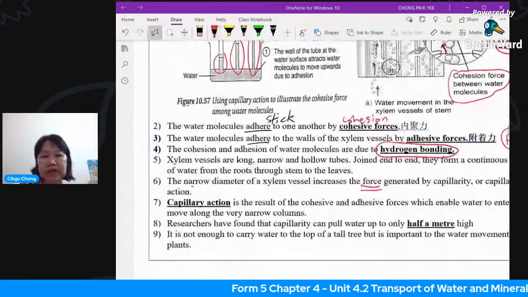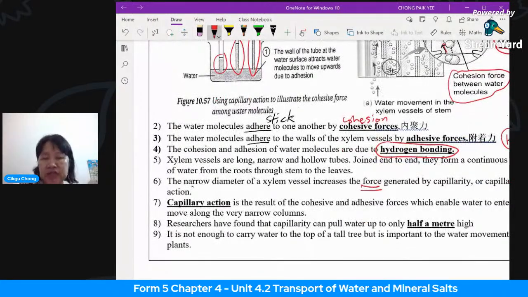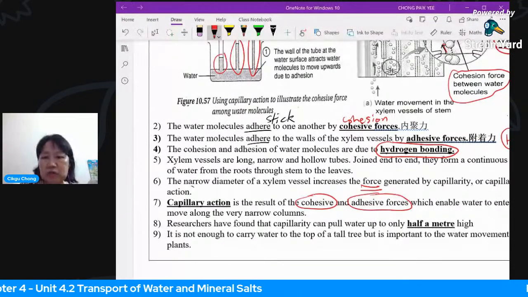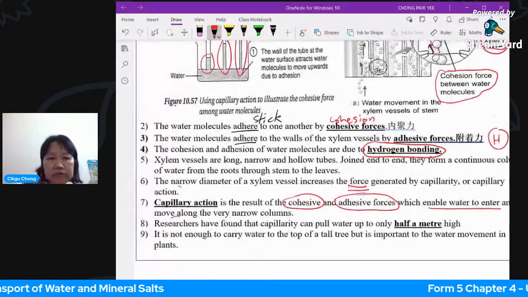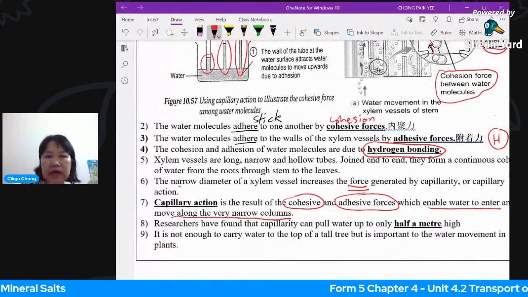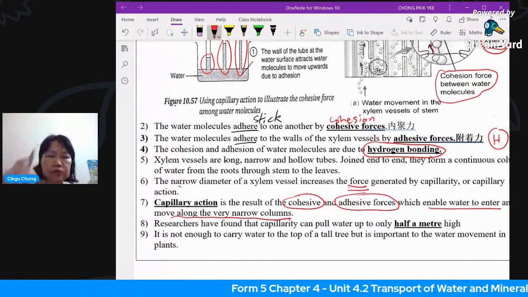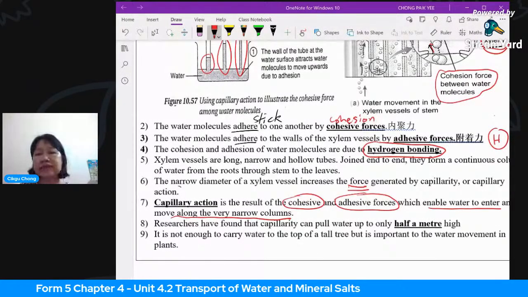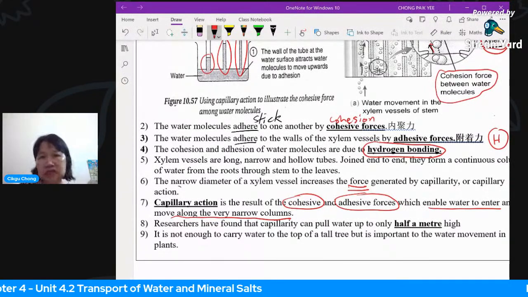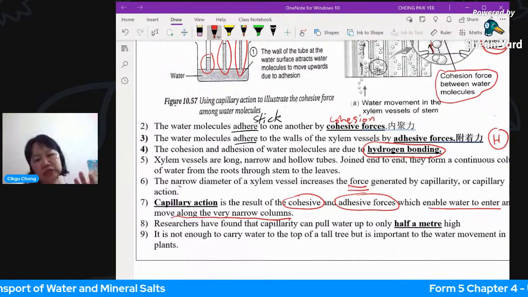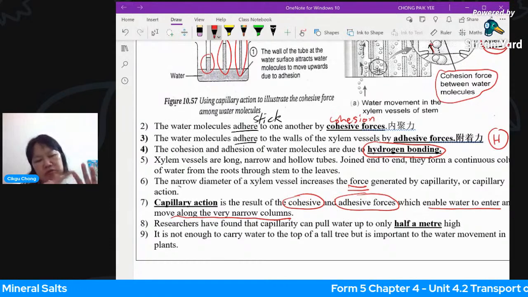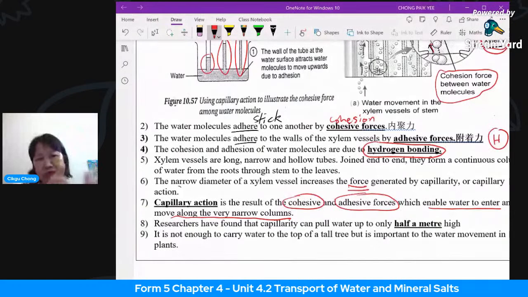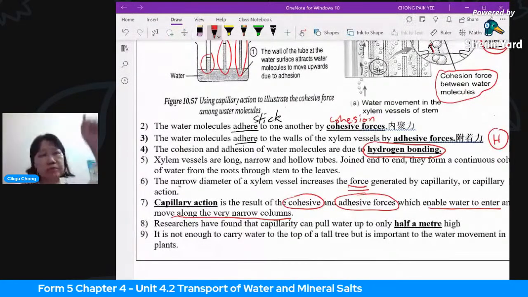Capillary action is the result of these two forces that enables water to move along very narrow columns and to be pulled up a few meters, not only half a meter. Of course, it is not as strong as the third one. The first one is the weakest. Root pressure you can only see when the root is a few inches off the ground. You cut it off, and you can still see the water oozing out. That is the root pressure, not very strong. It's not going to push up all the way.